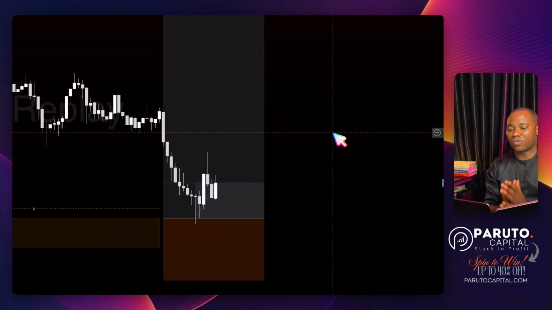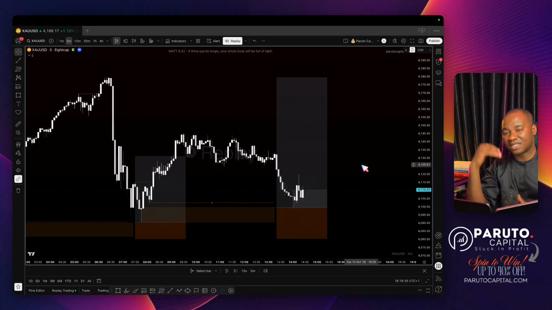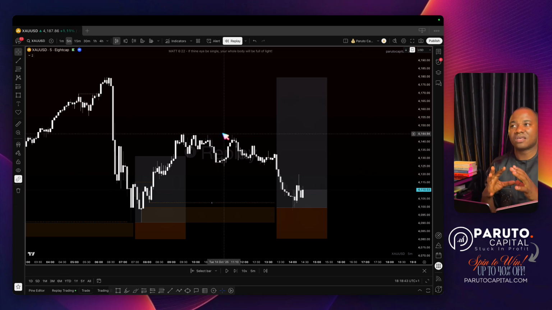And all of these entries, by the way, just to let you know, are based on the fact that we know that the high time frame is bullish. So we're simply taking trades in the direction of the market. We could have taken shorts, but shorts would be counter trend.